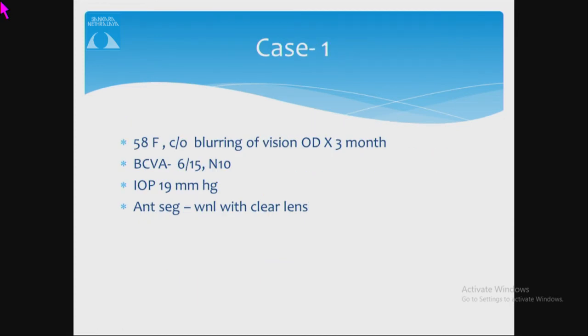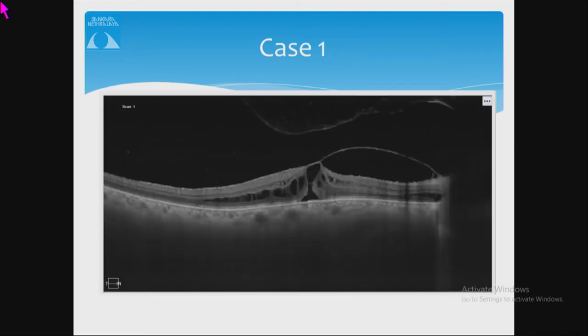A few cases for discussion. A 58-year-old female presented to the OPD with blurring of vision in the right eye for 3 months. The best corrected visual acuity was 6/15 and N10. The IOP was 19 mmHg, and the anterior segment was within normal limits with a clear lens. Her OCT image was like this.